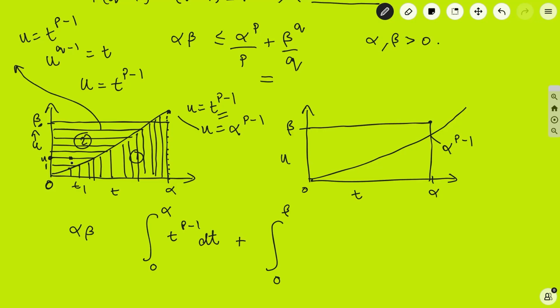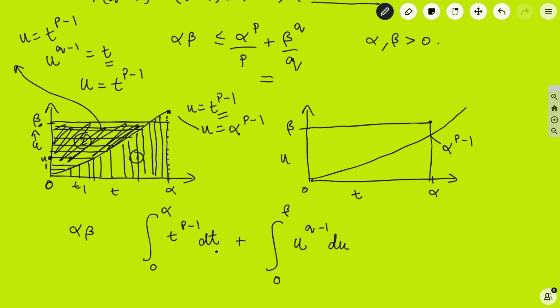Now, all I need to do is, so I know the height t. If you give me u, I know the height t. So now you integrate from 0 to beta, all these heights, basically find this area. Find the area here as well. So integrate 0 to beta. You just need to do u to the power q minus 1 du. Well, u to the power q minus 1 is basically t. You're basically integrating those heights.